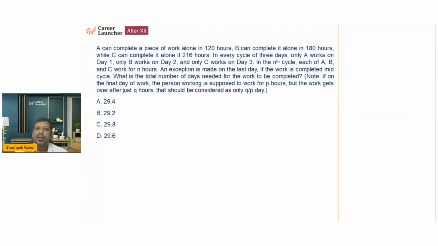Okay, let's start this one. A can complete a piece of work in 120 hours. Now the problem with this question is that there is too much information given in it, but can we solve it easily? Now let's try. So A can finish the job in 120 hours, B can finish the job in 180 hours, and C can finish the job in 216 hours.